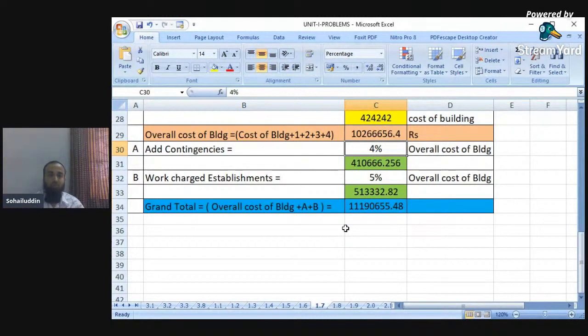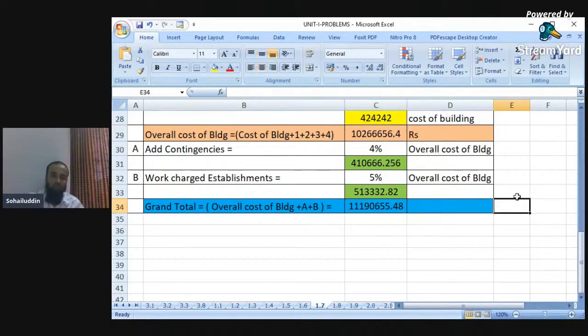So it comes to about 410,666.256. Again, 5% has been taken by the work charge establishment. So again, 5% of this cost is nothing but the amount 51,332.82. Then the grand total is nothing but the overall cost of the building, which we have already calculated, plus the contingencies plus the work charge establishment. In this way, the overall cost of the building is nothing but this amount.